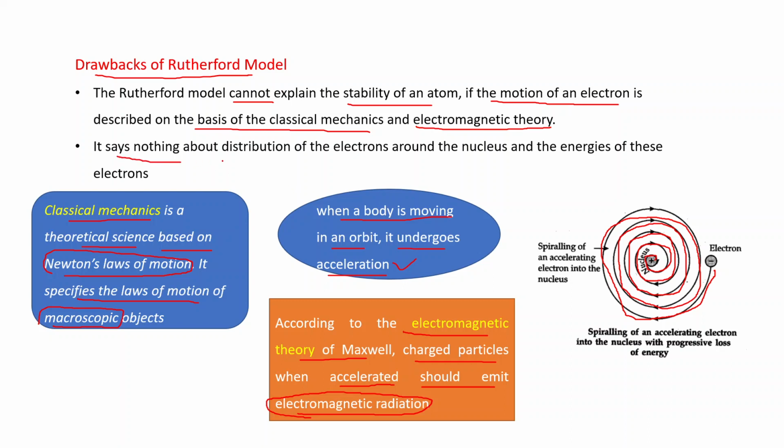It says nothing about the distribution of electrons around the nucleus and the energies of these electrons. It only says that electrons revolve around the nucleus, but a number of orbits are possible. In which orbit the electron will revolve, it says nothing about that.